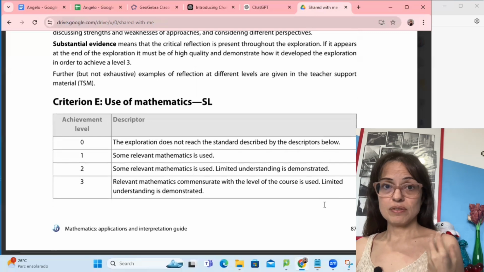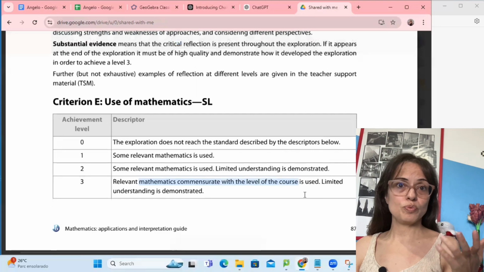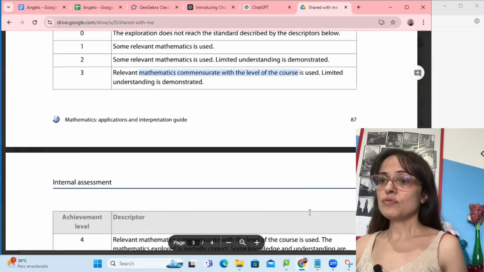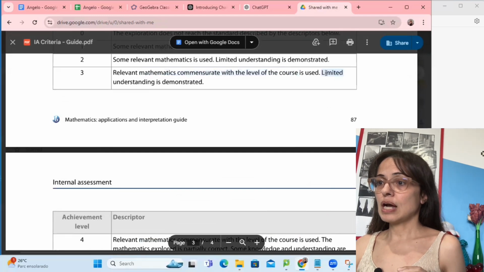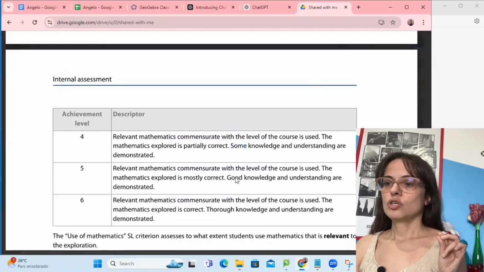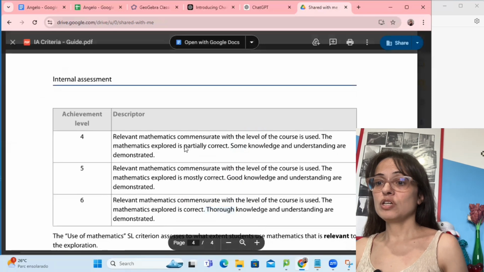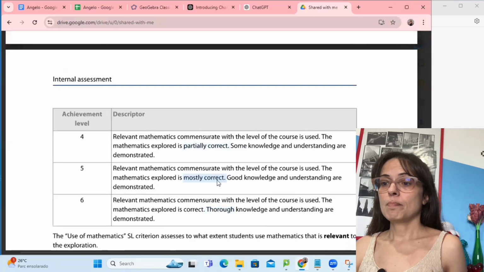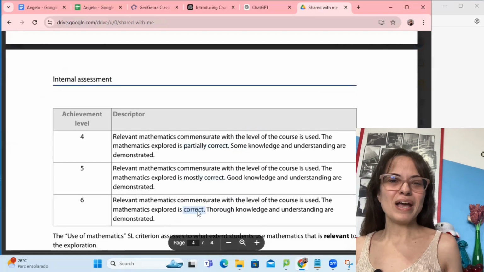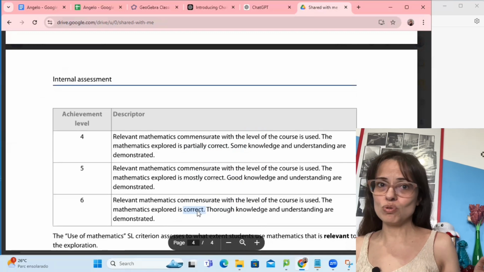For the use of mathematics, if I'm an SL student, I am definitely using something that is commensurate with the course, which is rational functions and line of best fit as well. The differences here are going to be how good my understanding is. Is it limited, some, good, or thorough? There's also a thing about being correct, like partially correct, mostly correct, and correct. But to be honest, I rarely see wrong math in IAs. Like people are doing this at home with time on their hands. The math is usually correct.